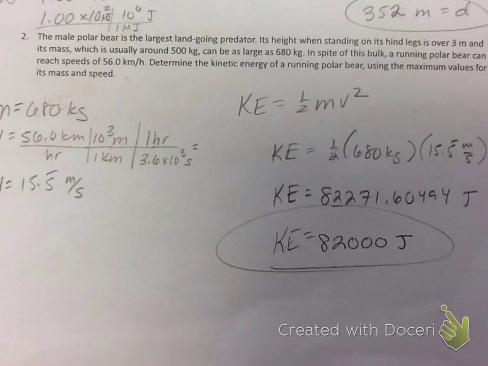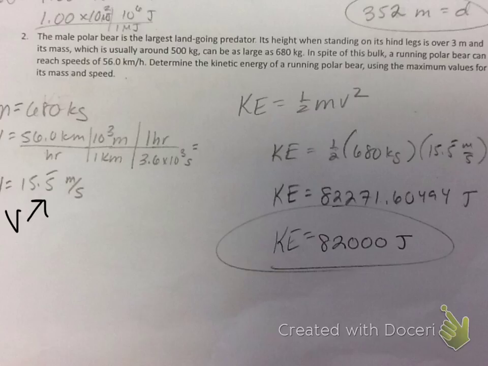Number 2, we've got a big old polar bear. He's running at you. You stop to calculate his KE, which means that you die. So max values for mass and velocity, you have to do a conversion, obviously, from kilometers per hour to meters per second. And that gives you a kinetic energy of 8.2 times 10 to the 4th joules, or 82,000 joules. It's a lot of energy in one big old running male polar bear that you don't ever want to see running at you. Lots of people got this one.